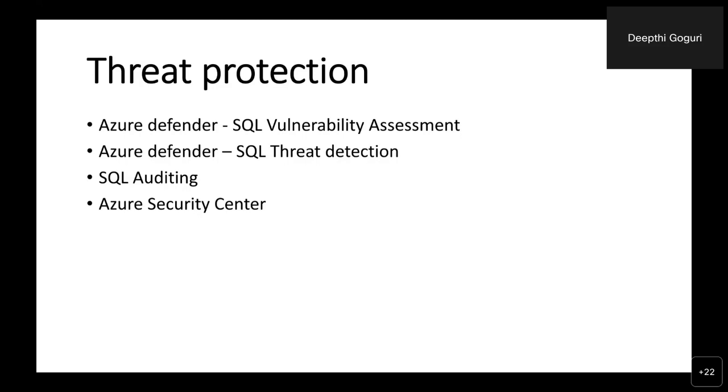And SQL auditing comes under threat protection. It's similar to the SQL auditing that you have on-prem. Everything will be audited and then give you the information. So Azure Security Center is where all of these threat protection options that you have, like vulnerability assessment, threat detection, and SQL auditing information, will be showcased to you in the form of a dashboard within the Azure Security Center.